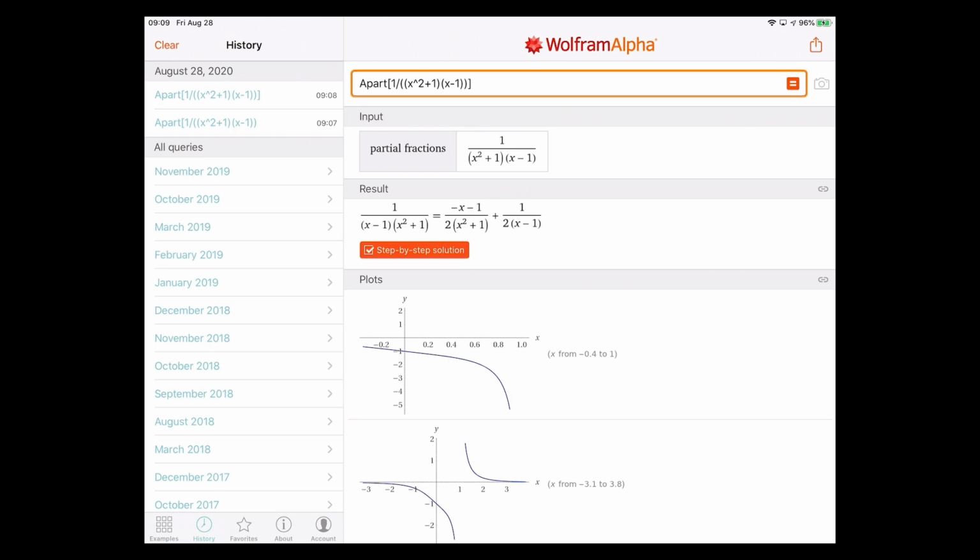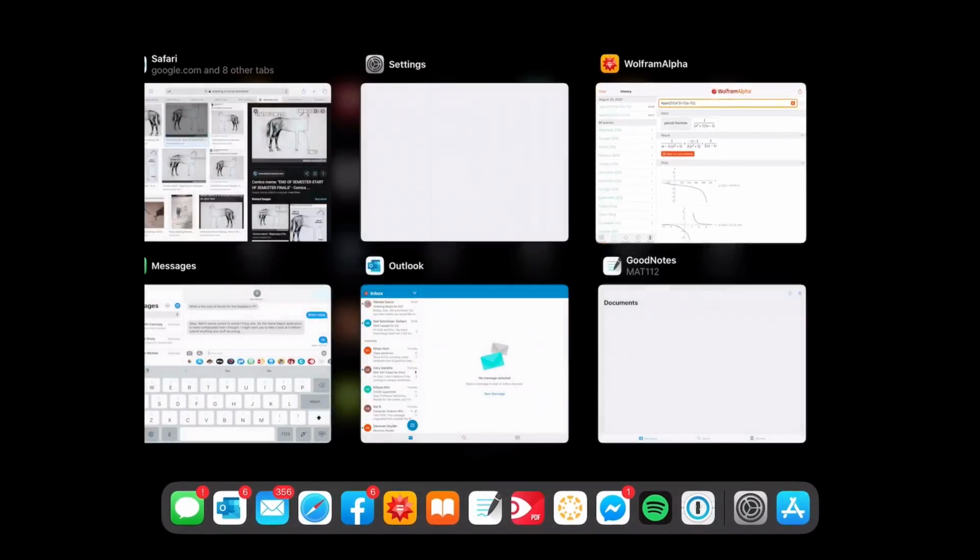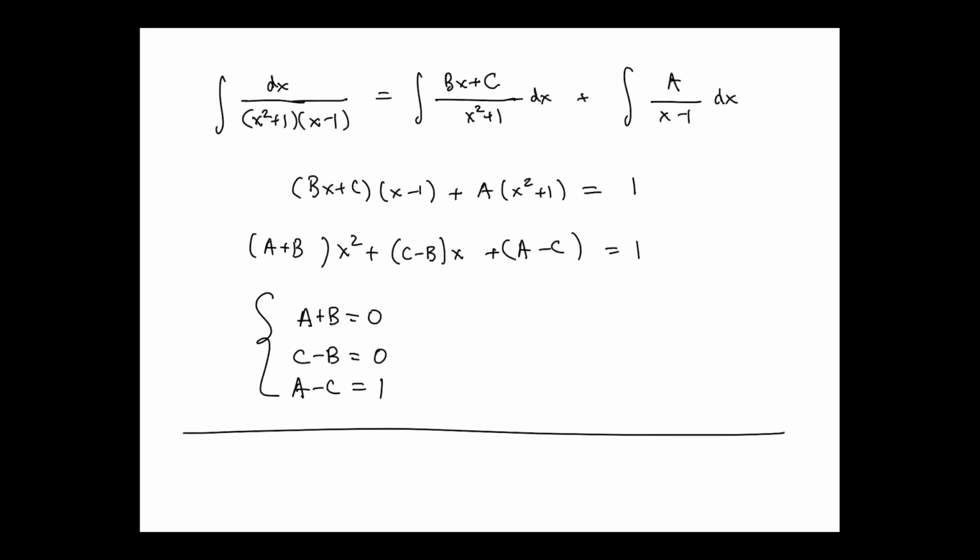Okay, so yeah. Right, exactly. So all we did last time was we set up the form of the decomposition, but we still had A's, B's, and C's. And then we set up the equations for how to figure out the A, B, and C. So that was this, right?